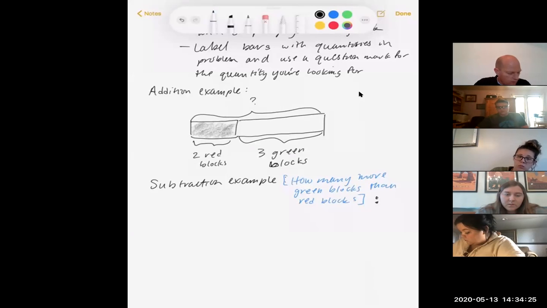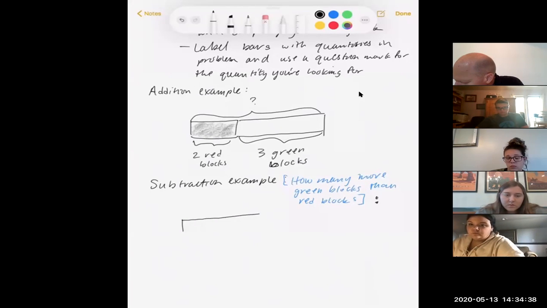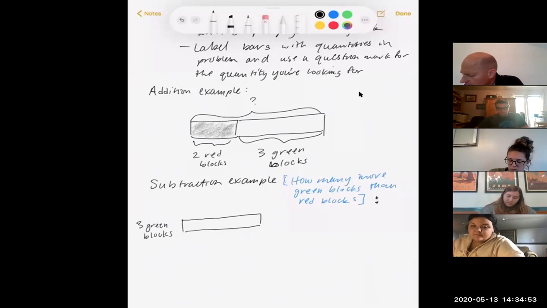okay, we want to see the difference between the two, but if they're in a line, we can't see the difference. So we draw both quantities as different bars. Okay, this bar represents the 3 green blocks. No, sorry, blocks. There we go. That bar represents 3 green blocks. This bar is going to represent the 2 red blocks.